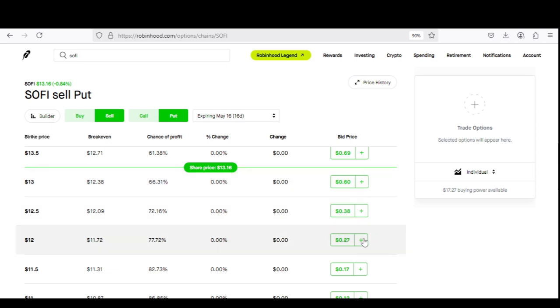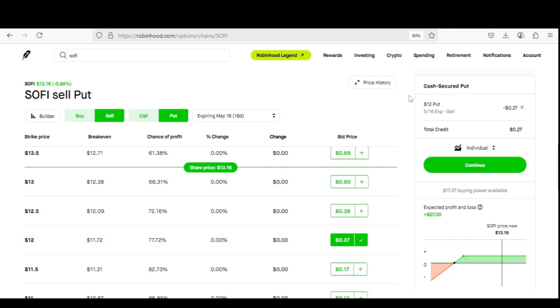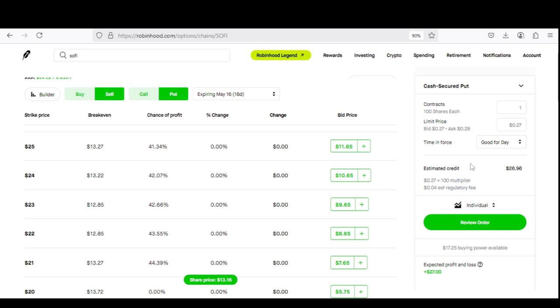So let's go ahead and click into the $12 strike price. And there we have it. This is none other than the cash secured put option strategy. And like I mentioned, the cash secured put option strategy is an income generating option strategy, meaning as soon as you implement it, you're going to be paid. The money you're going to be paid is directly in line with your bid price. The bid price that we chose here is 27 cents. Translated into the real world, that's $27. Let's go ahead and hit continue.